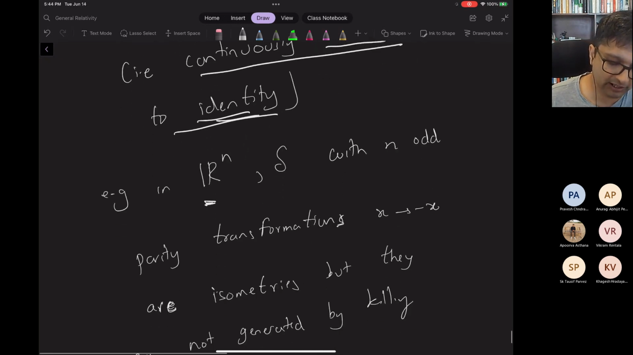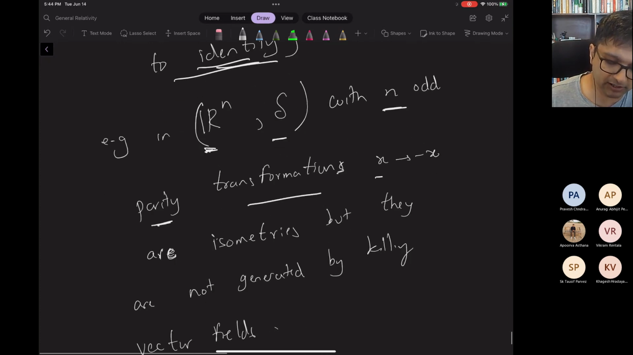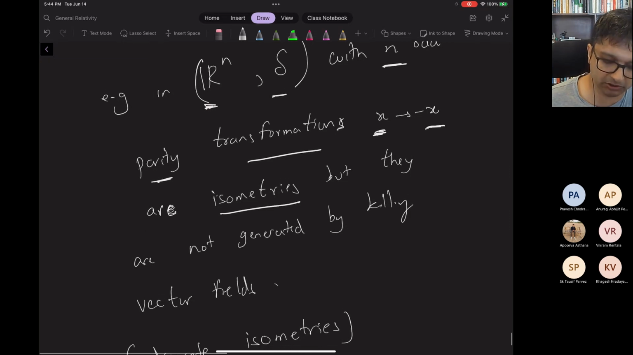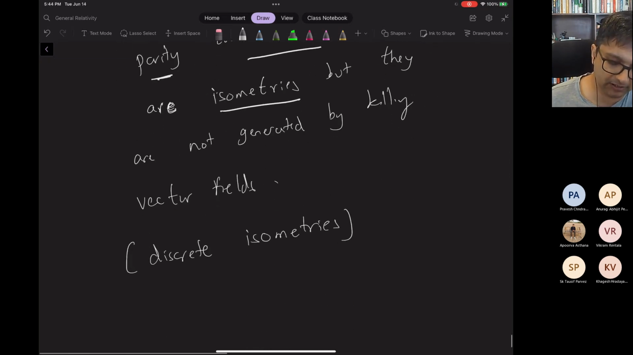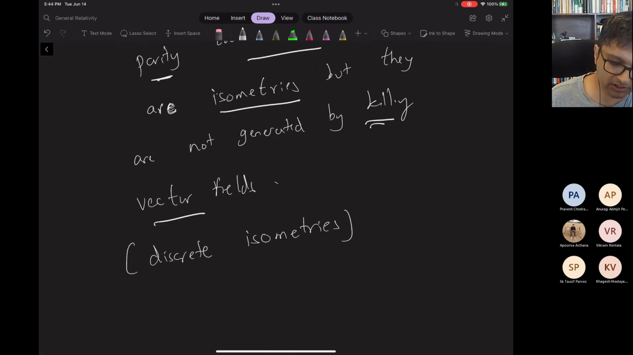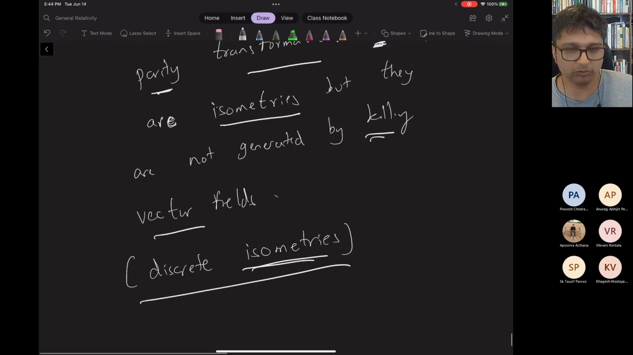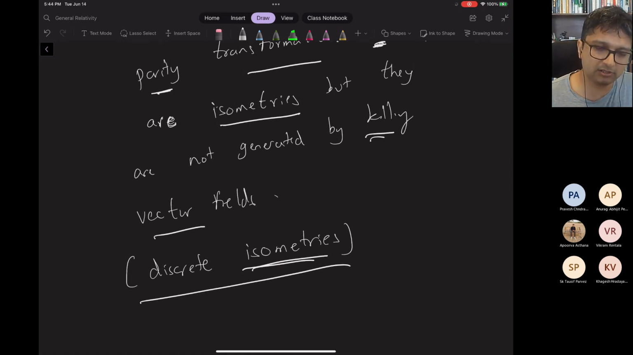For example, in Rn with the Euclidean metric, with n odd, you have these parity transformations, x goes to minus x. These are isometries. They preserve the metric, but they're not generated by a Killing vector field. There's no smooth way, no continuous way, to make that transformation. So there's no Killing vector field which will give you this transformation. These are called discrete isometries. So parity, time reversal, these kinds of things are discrete isometries which you cannot get from Killing vector fields. Continuous isometries can be found from Killing vector fields.